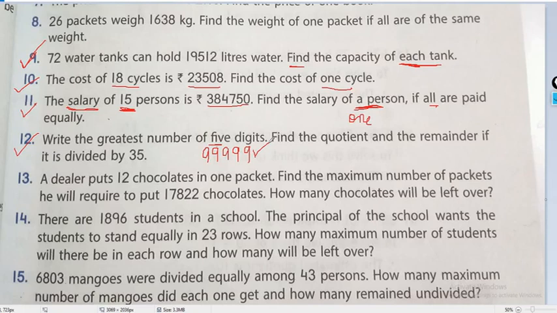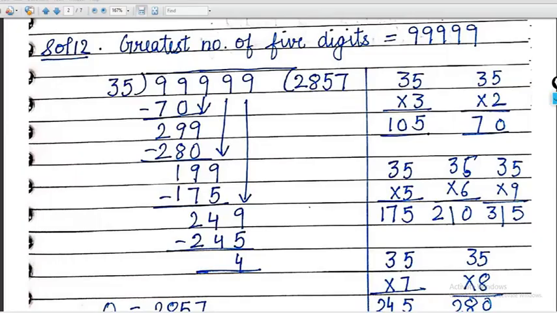So let's divide together. You can also do it with me in the rough copy. So students, let's see the calculations. They have framed a number, the greatest number, 99,999. We will simply divide it. 99,999 we are keeping in the dividend and the divisor is 35.